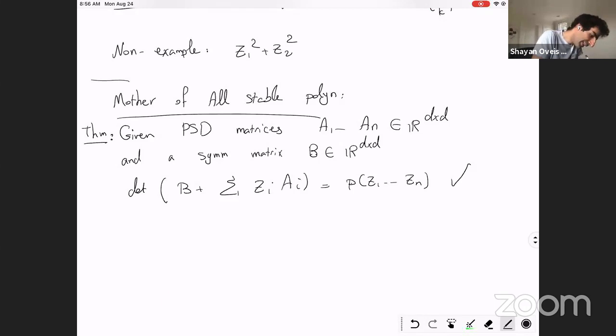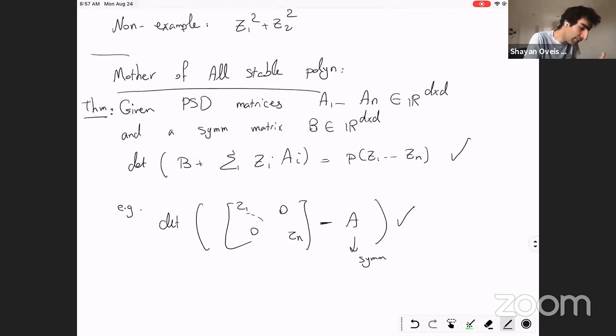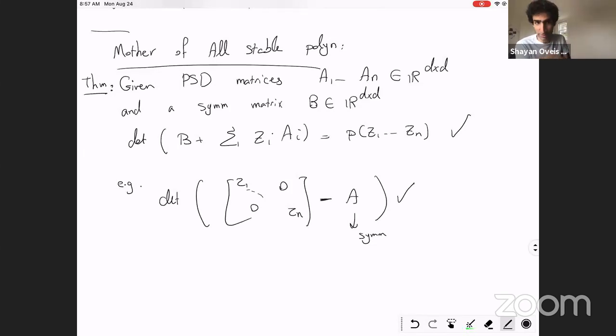Another example you can get with the same theorem is a polynomial where you look at the matrix with z1 up to zn on the diagonal, 0 everywhere else, minus A, where A is symmetric. Remember, if I had just one variable z on the diagonal, I would have gotten exactly the characteristic polynomial. This gives you a multivariate characteristic polynomial. You can see by the same theorem that such a polynomial is real stable. So in general, determinant-like polynomials that you get for symmetric matrices, like some sort of generalization of the characteristic polynomial, are all real stable.